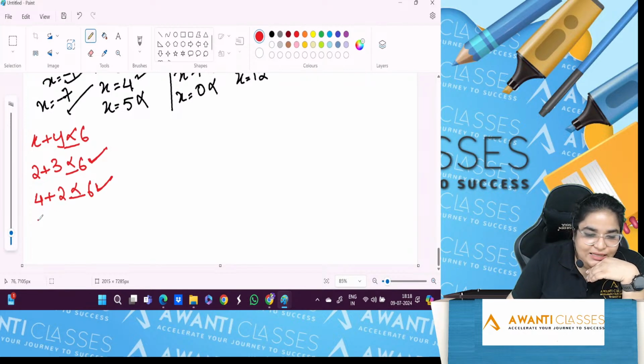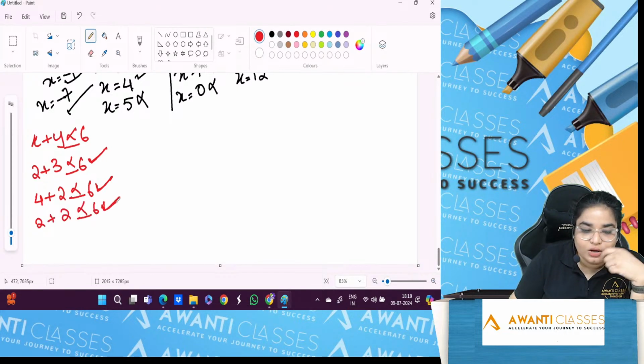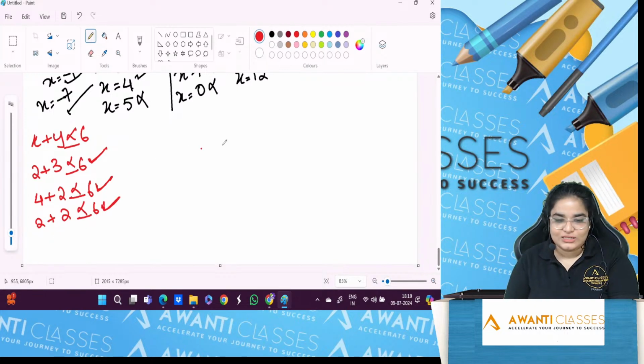Similarly, if I say x is 2, y is also 2, will that work? It will also work. Why? 2 plus 2, 4, it will work. Okay, all of these things will work.